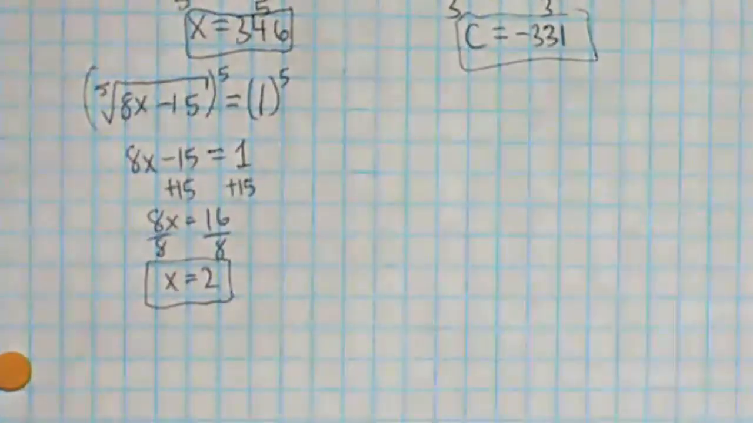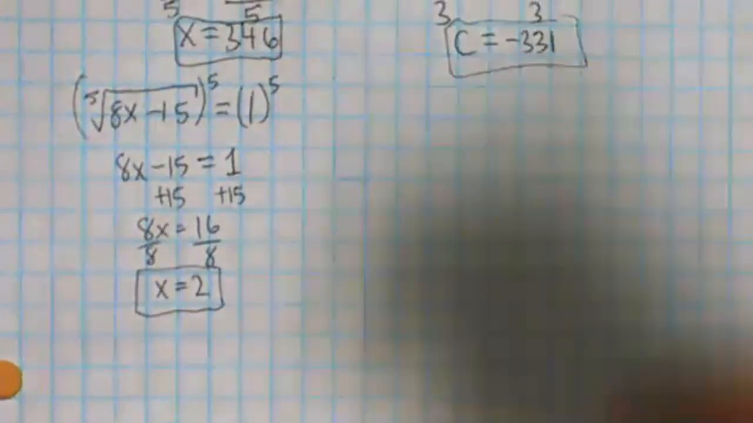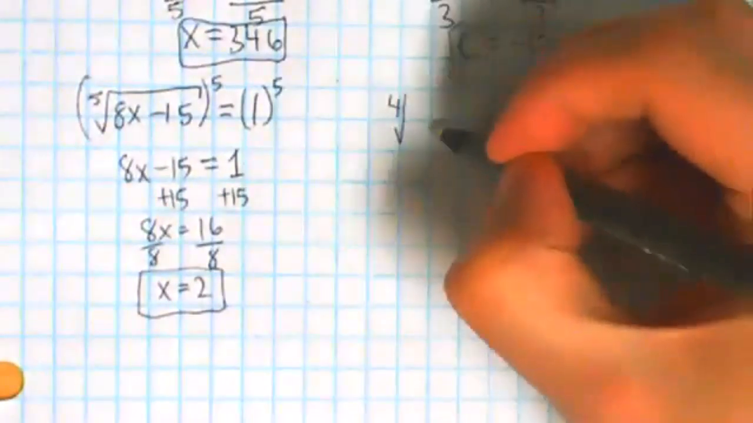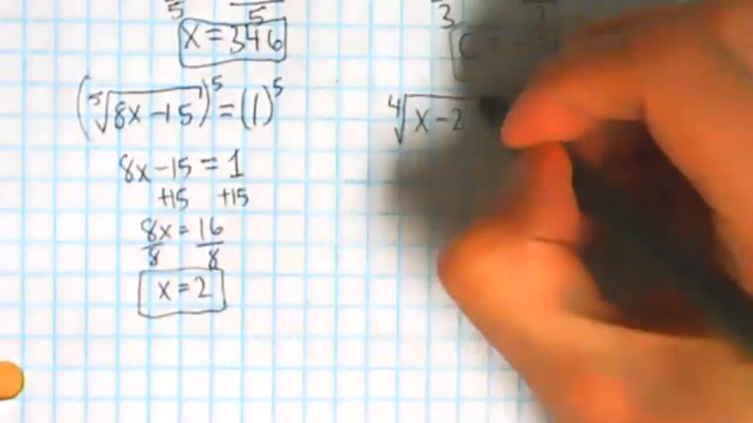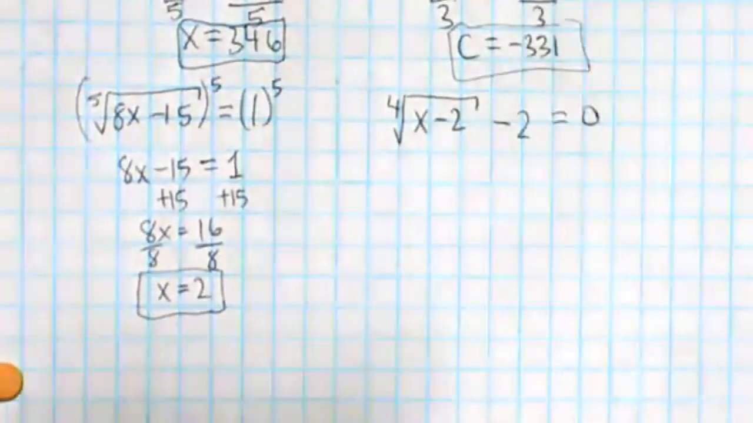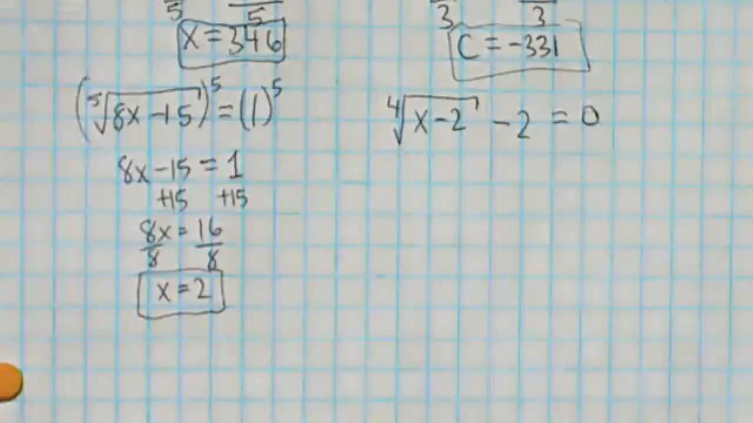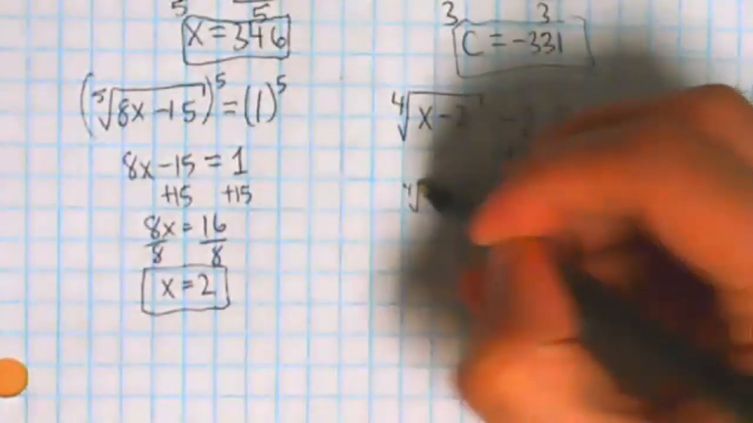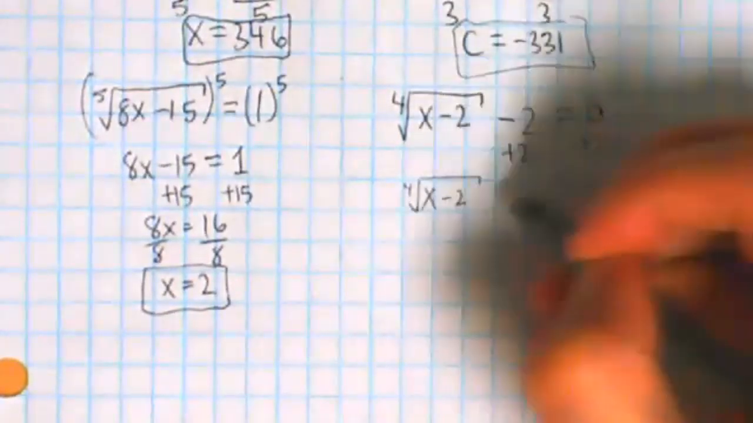Now we have one more question, which is going to be a little bit different. And this one, we're looking at the fourth root of x minus 2, minus 2 is equal to 0. So this minus 2 is sitting here on the outside. So before we can take this fourth root to the fourth power to undo this, we need to add 2 to both sides. This gives us the fourth root of x minus 2 is equal to 2.